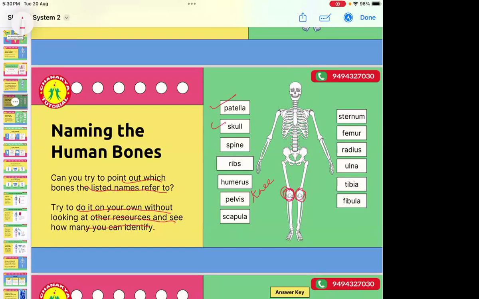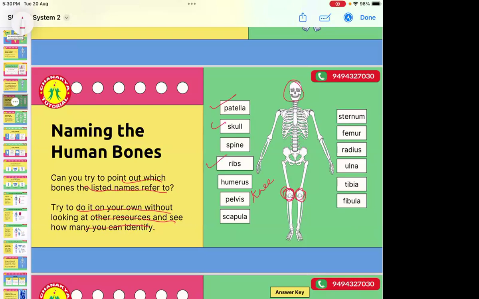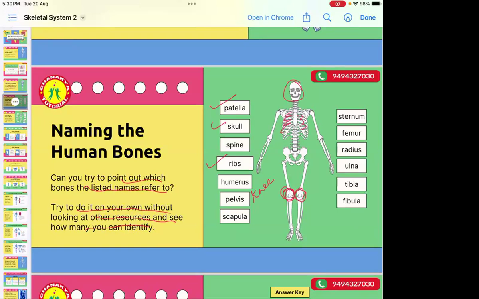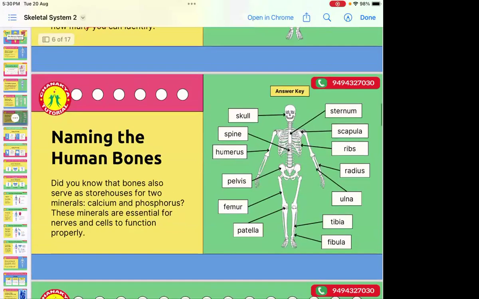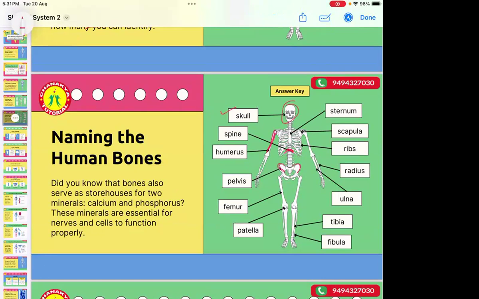Where is the skull? Ma'am, in the head. Correct. Head. Where is the rib? Ma'am, this one, right? Ma'am. So I'll show you the correct answers. See here. The skull is this one. The spine is here at the back. The humerus is the upper arm bone. Then the pelvis is the place where we sit, basically the hip region. Then the femur is the upper leg. We call it a femur. Patella is the knee bone. Then the fibula is in the lower leg.